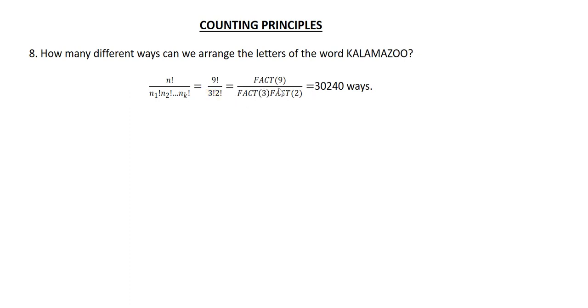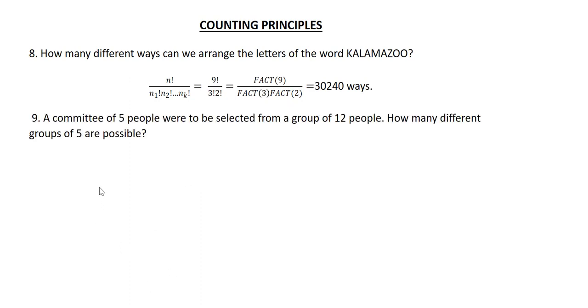So we can use Excel. If we go into any cell in Excel and type fact, it returns the factorial for that number. So when we compute this, we end up with 30,240 ways. The next question, a committee of 5 people were to be selected from a group of 12 people.